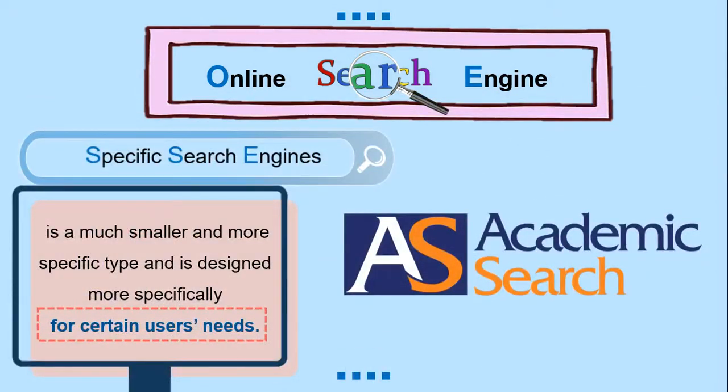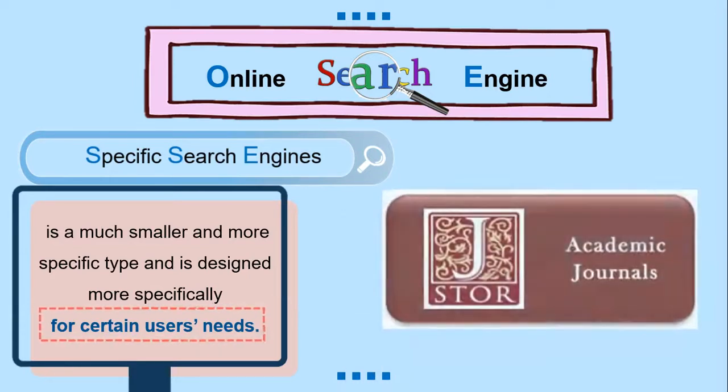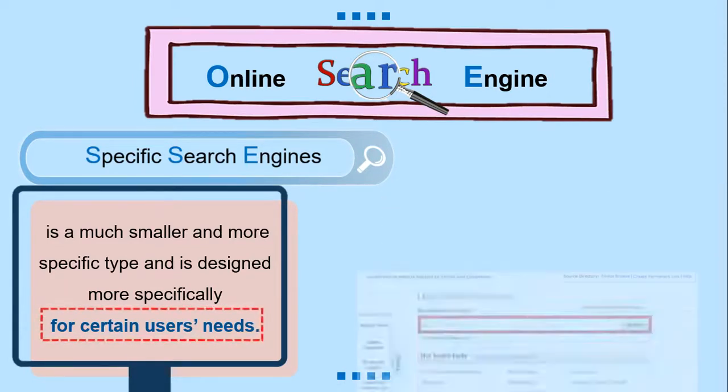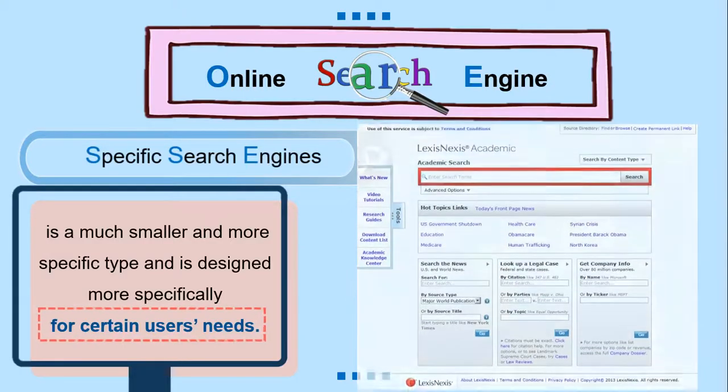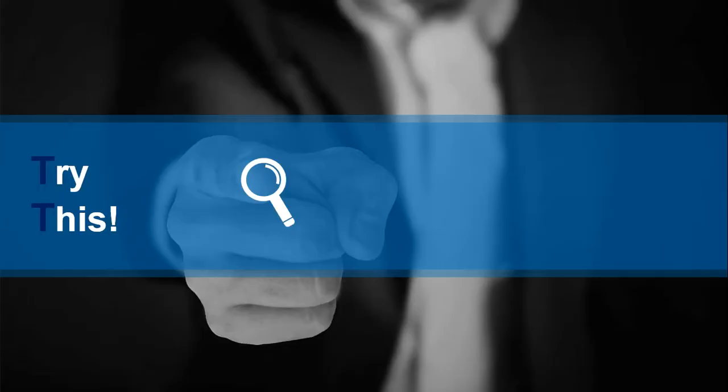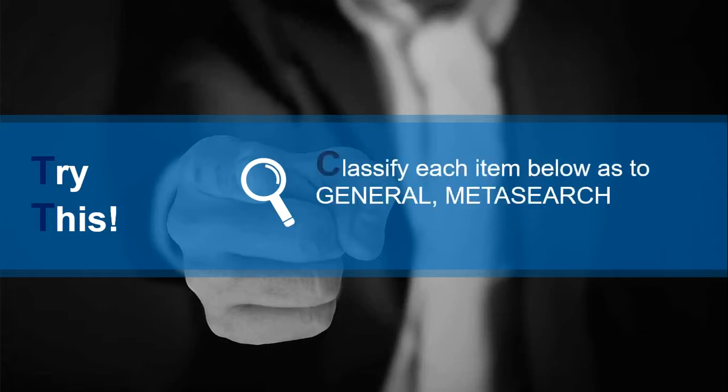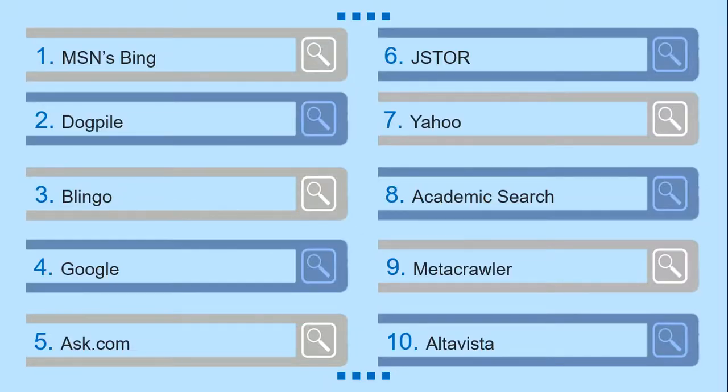Some examples under this type are academic search, JSTOR, and LexisNexis. Now, get your pen and paper and answer the following. Classify each item below as to general, meta search, and specific. Now, it's time to check your answers.